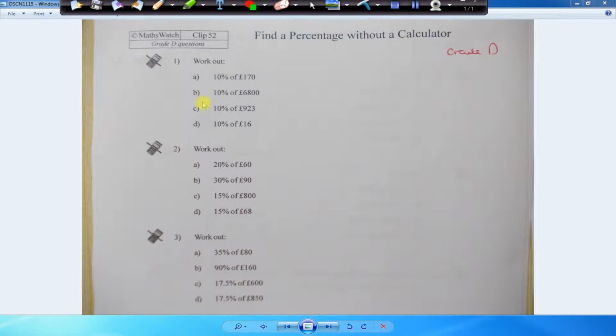Here we go. So clip 52, grade D. We have to now work out these questions without using a calculator. Can you please put the lids on your calculators, close them so I can physically see they're closed now. Everybody put the lids on them, so I can see them right in front of you.